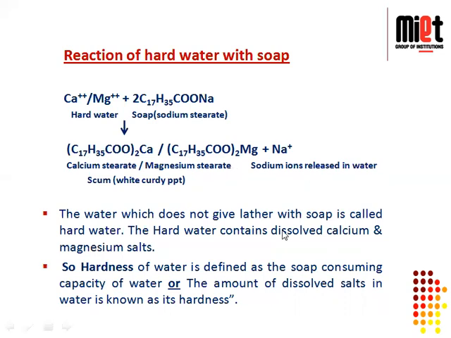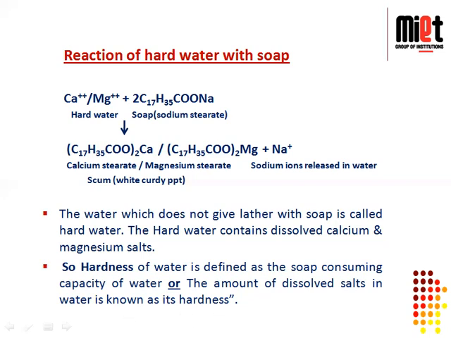It means the water which does not give lather with soap is called hard water. The hard water contains dissolved calcium and magnesium salt. So we can say that the hardness of water is defined as the soap consuming capacity of water. It means if your water sample is producing a sufficient amount of lather, it is known as soft water. If not, it means it is a hard water sample. And the amount of dissolved salts in this water is known as its hardness.